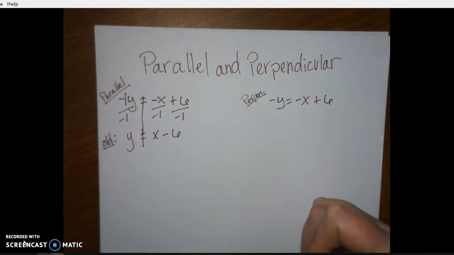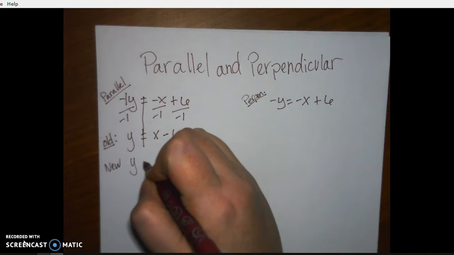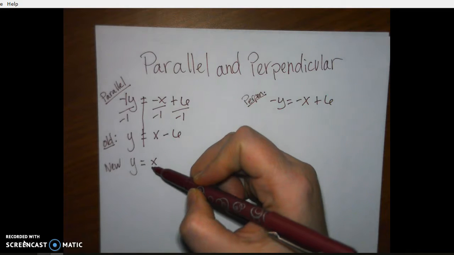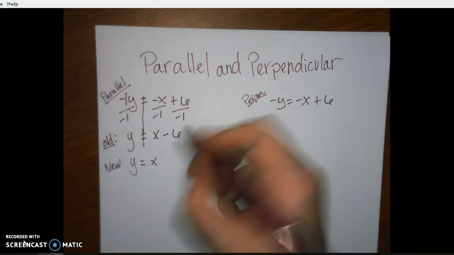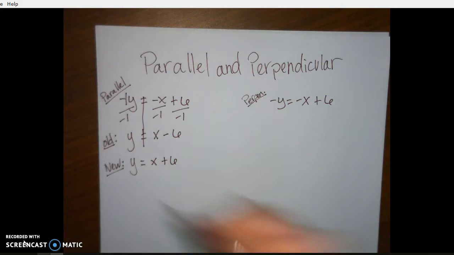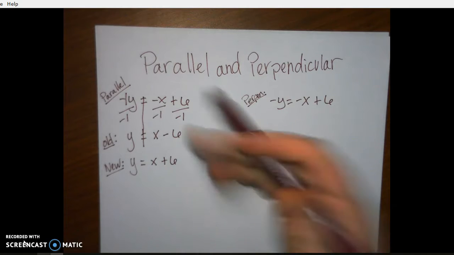Now, a parallel line means that they have the same slope. So a new line is same slope, any other y-intercept value you want. I'm going to choose +6. Okay? If I don't give you a point, then that's all you have to do.